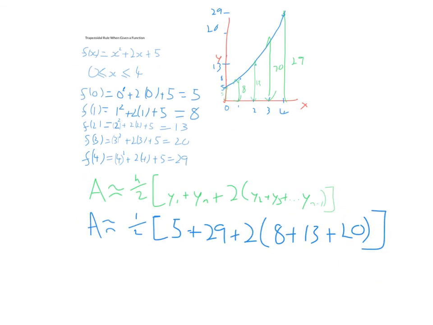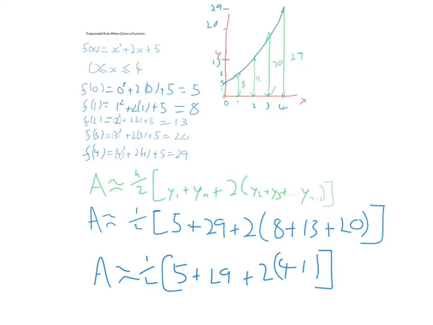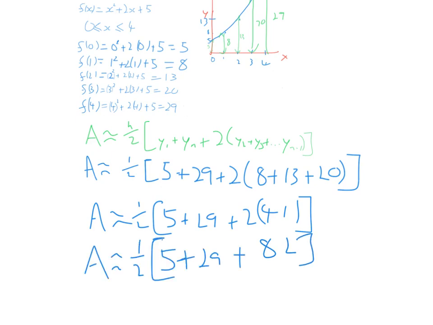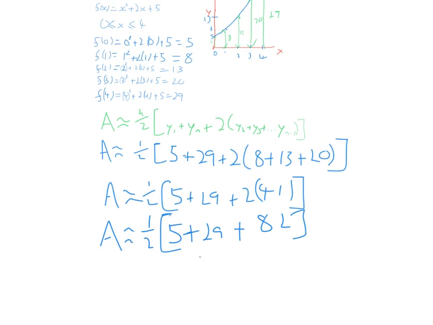We use BIMDAS now to try and solve this out because we have quite a lot of different components. So we always start with the brackets, and we start with the brackets that are the most inside. So it's going to be 8 plus 13 plus 20. This will give us 41. Two times 41 will give us 82. And then when we add this all bracket here together, we get 116.